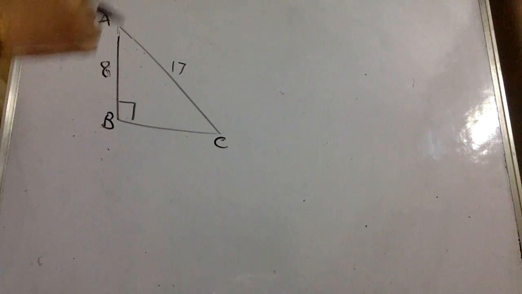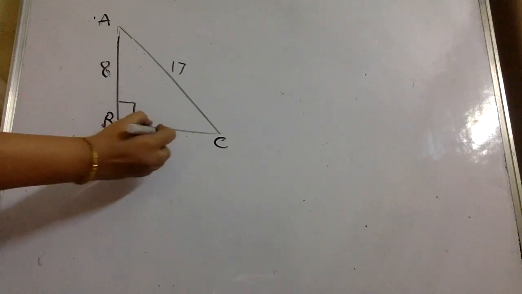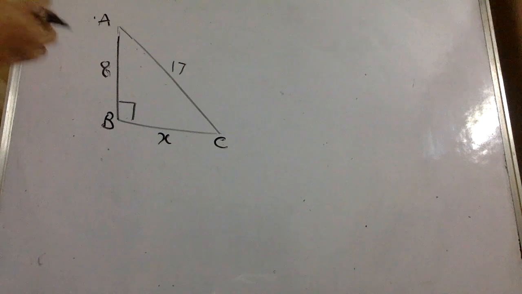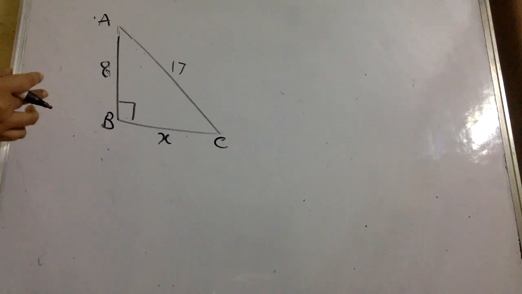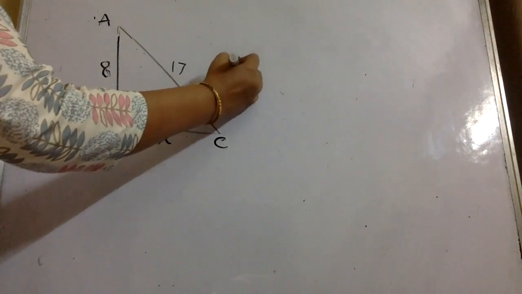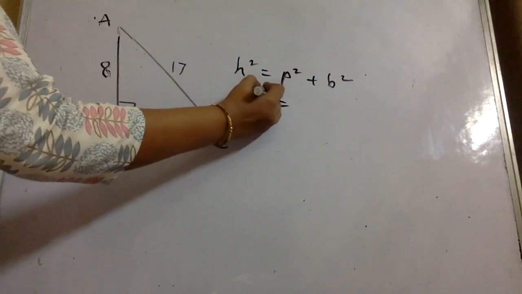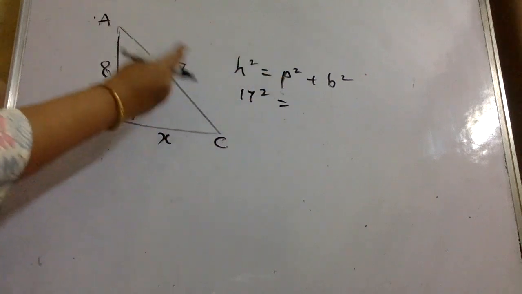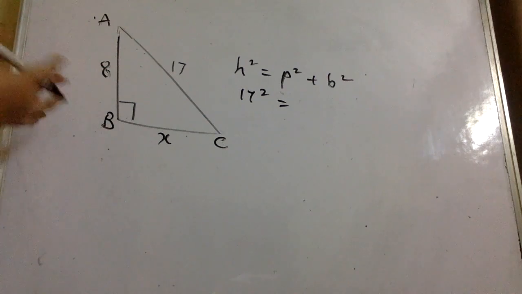But what do we do? One of the sides is not given. So we'll take it as x because we need all three sides to start with our ratios. Once this is x, we'll be using Pythagoras theorem. Remember, Pythagoras theorem works only on right angle triangles, and it is hypotenuse square is equal to perpendicular square plus base square. Hypotenuse is 17; for Pythagoras theorem, there is no fixed perpendicular and base. Any one of these two sides can be called the perpendicular and the base.